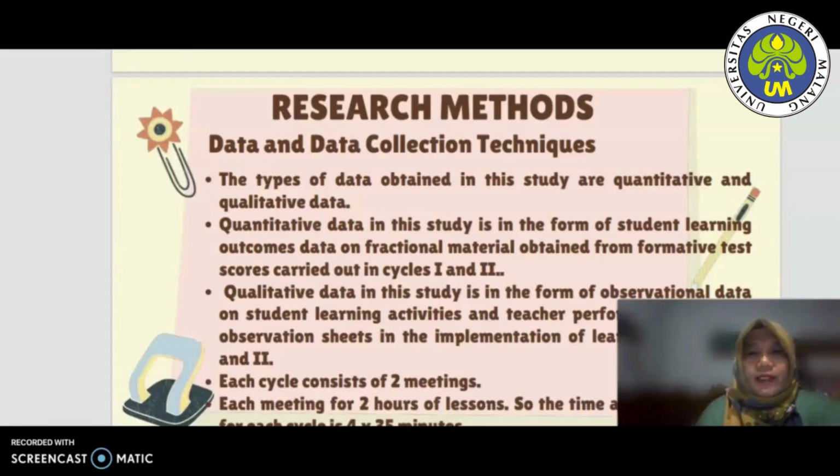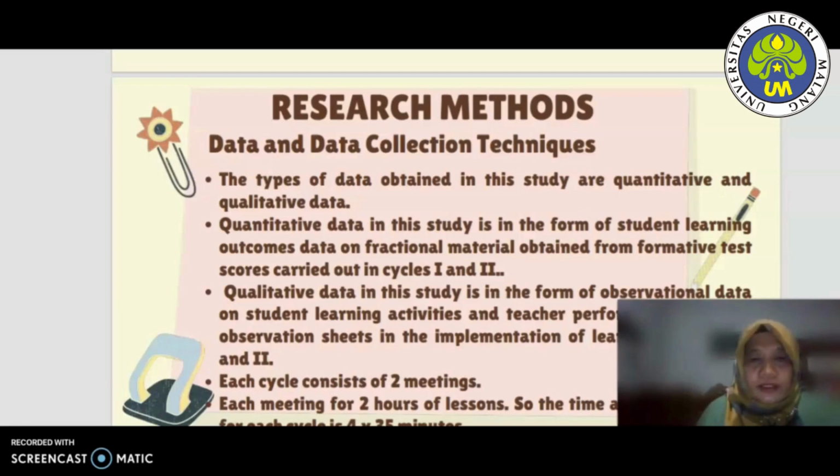Now research method, data and data collection techniques. The types of data obtained in this study are quantitative and qualitative data. Quantitative data in this study is in the form of student learning outcomes data on fraction material obtained from formative tests carried out in cycle 1 and 2. Qualitative data in this study is in the form of observational data on student learning activities and teachers' performance, using observation sheets in the implementation of learning in cycle 1 and 2.